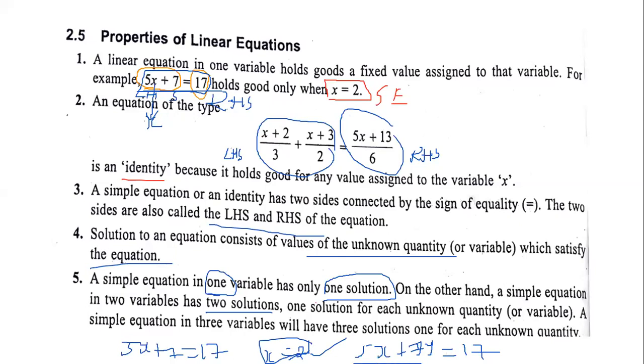Okay. So 5x plus 7y is equal to 17. Here you have x as one unknown variable and you also have y as another unknown variable. So when you have two unknown variables, you are supposed to find out the value of both, in which you will have two solutions. A simple equation in three variables will have three solutions, one for each unknown quantity. Suppose you have x, y, z, all three involved in the equation, then you will have to find three values, x, y, and z.